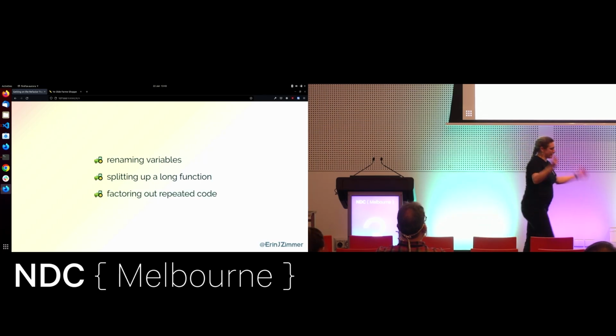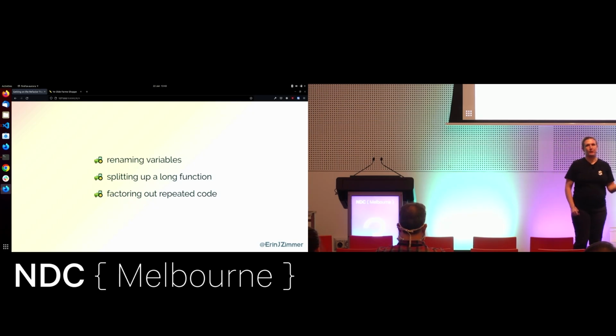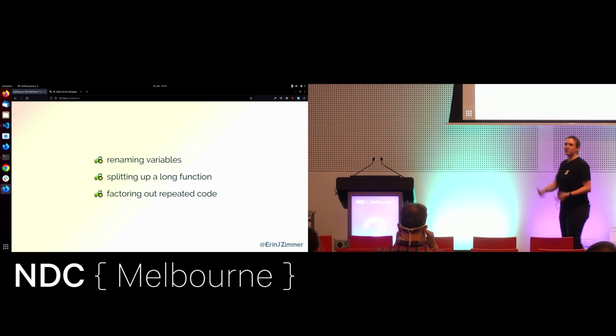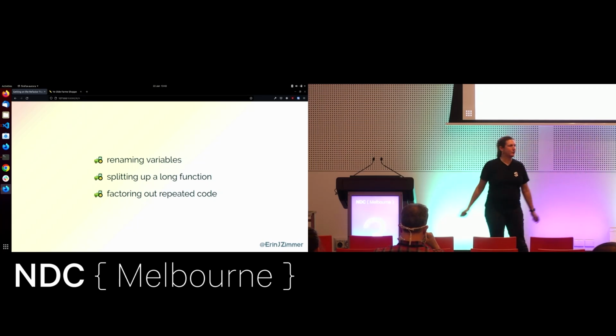We also might do things like factoring out repeated code. So if we've got repeated code and we need to make a change, then we need to make that change in multiple places, so we can factor it out into a single place, and then our code is easier to change in the future.